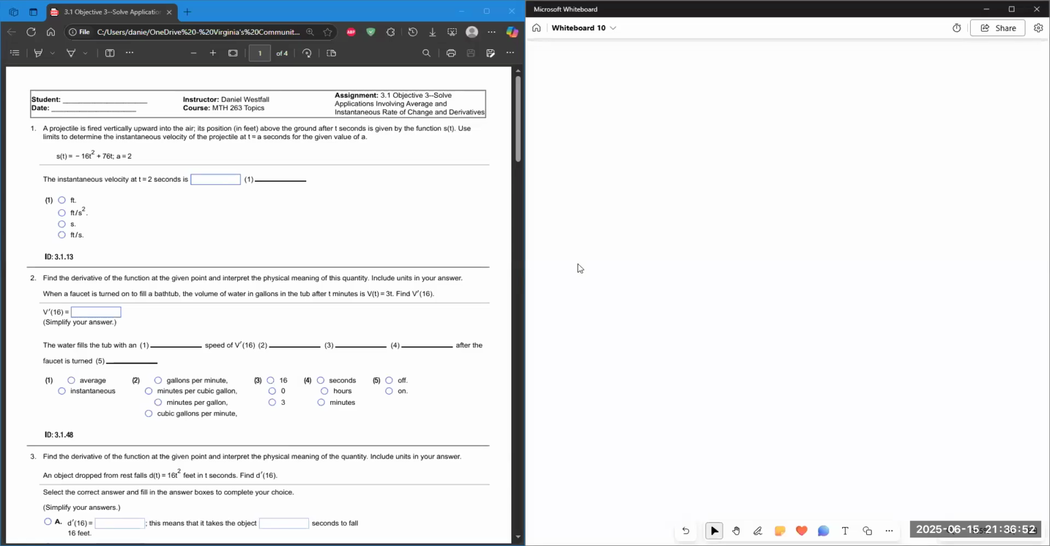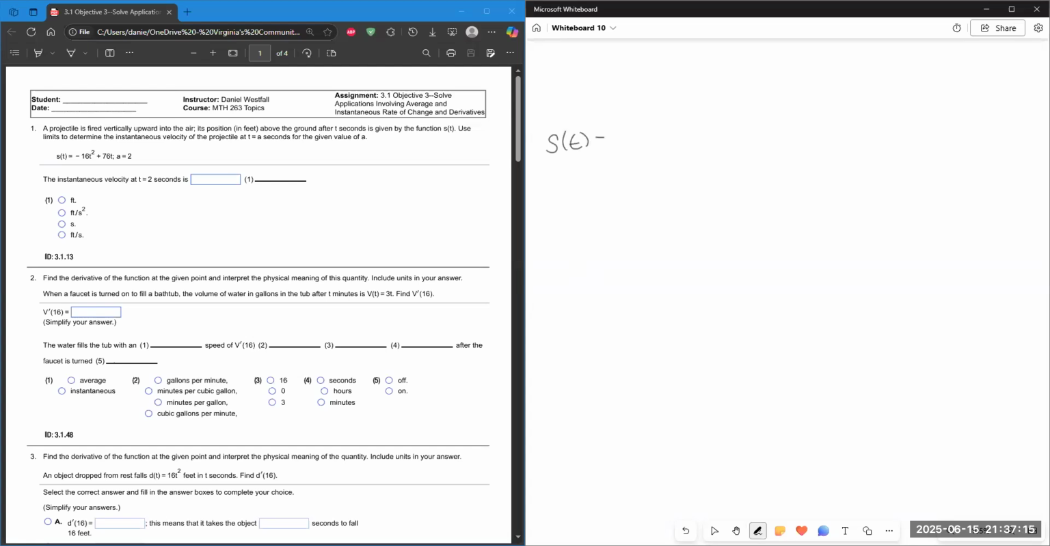In this video, we're going to talk about 3.1 Objective 3, where we solve applications involving average and instantaneous rate of change in derivatives. So let's go ahead and get started. One of the main applications that we have for derivatives is to talk about instantaneous rate of change, such as instantaneous rate of change of position is going to be velocity in our first equation here.